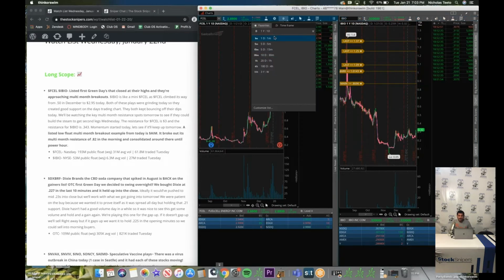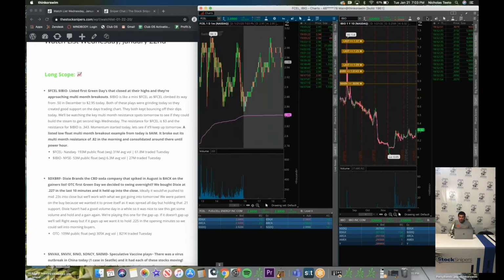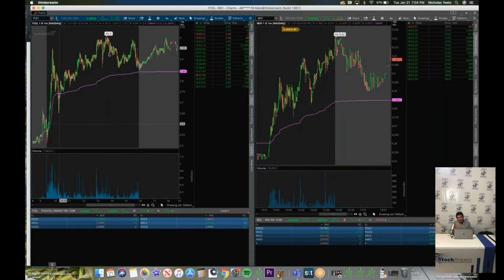So let's dive into the 1 day, 1 minute, and check out these charts. Each dip had a bounce. So these dips offered nice potential on this first day. Tough to play, these both were grinding. What's nice to see is that they both held today, and they both proved themselves all day today. That's pretty impressive for both of these now that they're approaching multi-month resistances.